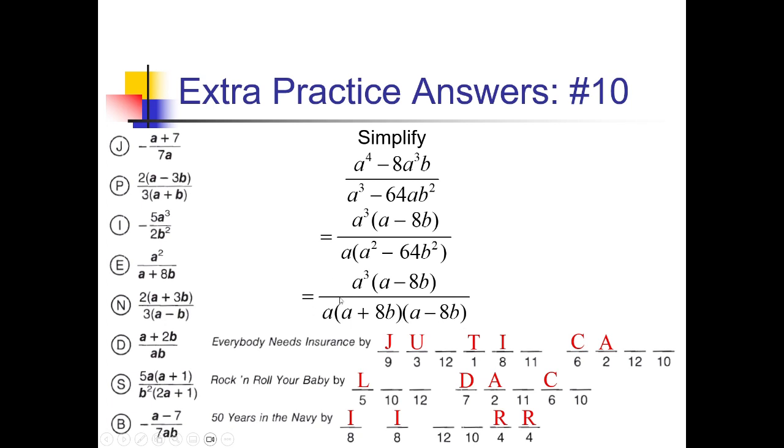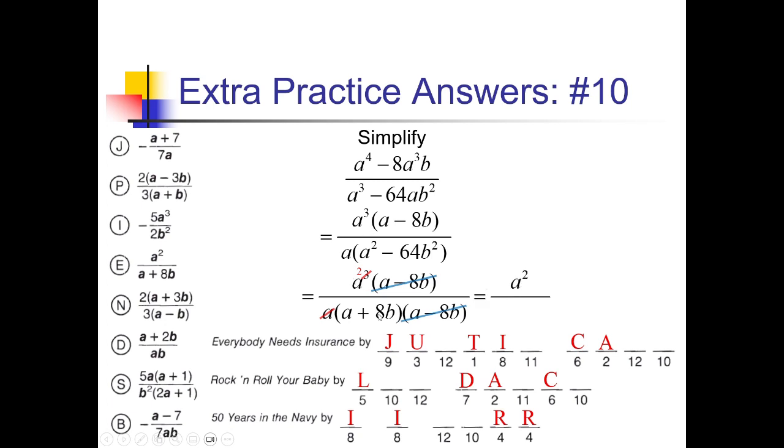The a's here in the beginning can cancel or reduce a little bit. That leaves me with an a squared in the numerator. And then these a minus 8b's also can cancel out completely in this case. So when the dust settles then, upstairs I've got an a squared.